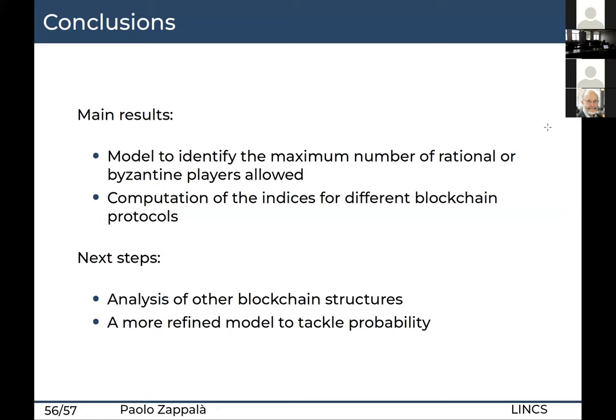The next step of this, of course: we analyzed some blockchain structures, but we want to analyze other blockchain structures. Another improvement that can be made, as we saw before with Bitcoin, is to take into account even the lowest probability of an attack by the Byzantine part. Maybe we're interested in defining a new property of immunity that takes probability into account, so that we can accept a very small probability that we have an attack, and we define it with a new threshold that is not only the number of Byzantine players, but also the probability that we can set.